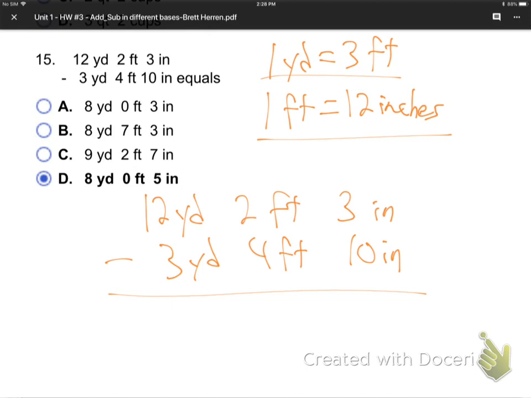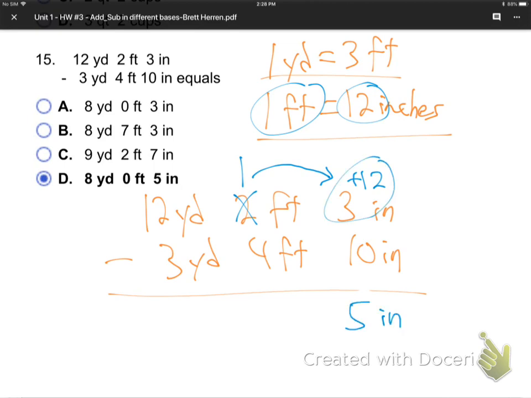Okay. Go ahead. Give it a try. Okay, we can't take 10 from 3. We borrow, make that 1. Now, how many are we bringing over? Yeah, because 1 foot is 12 inches, so I'm going to add 12 there. That 1 foot brings over 12 inches. So then that gives me what? 15 minus 10, 5. Good so far.